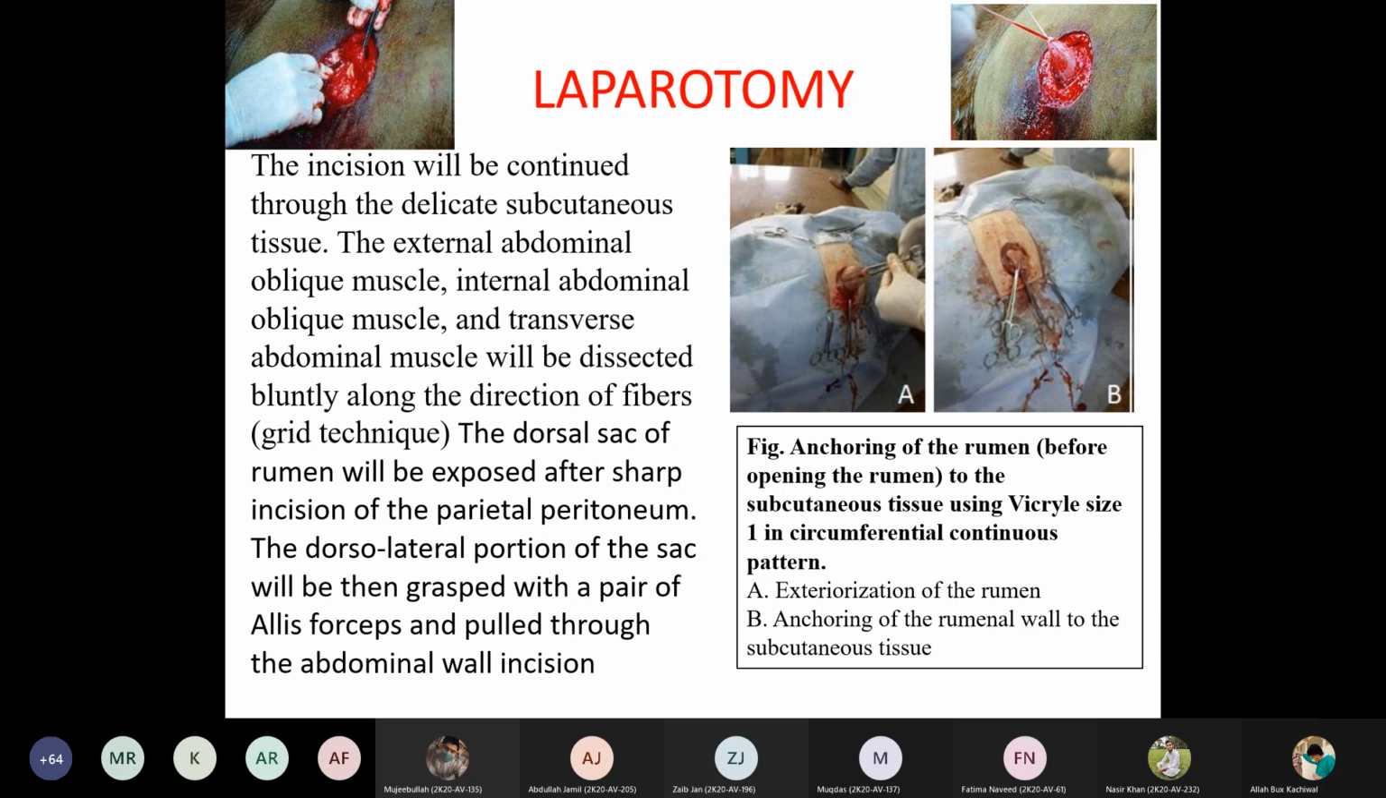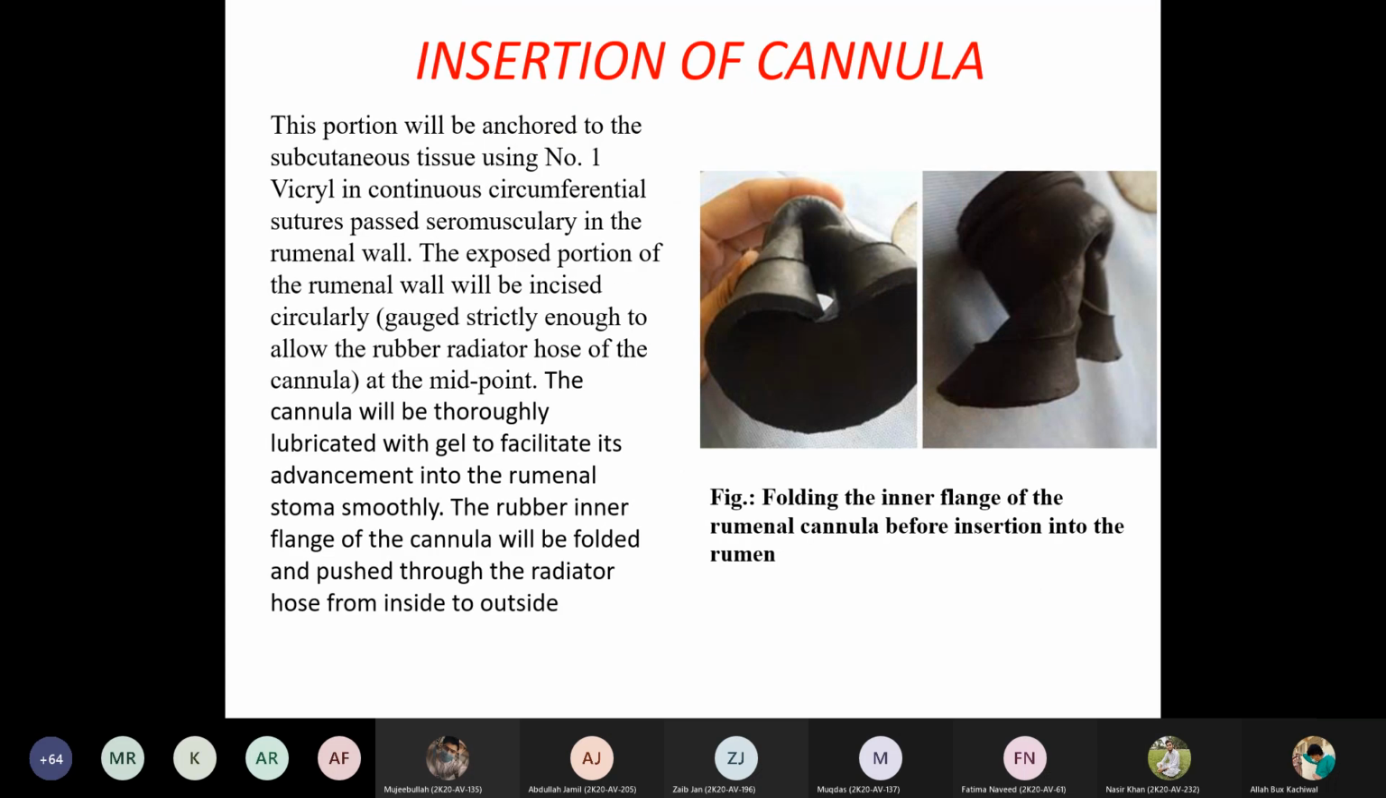So this is being exteriorized, and then you have the insertion of the cannula. How will you insert that one? Fold the inner flange of the ruminal cannula before insertion into the rumen. If you insert it into the rumen by folding it, then it will be easily placed inside the area, so that it may be fixed properly.